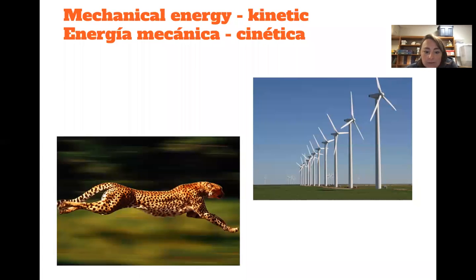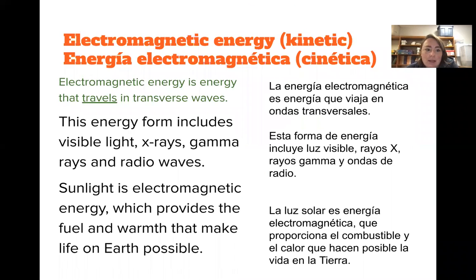Here are some examples. You've probably all seen windmills, though you've probably never seen a cheetah in the wild. I have not either, but I would really like to.